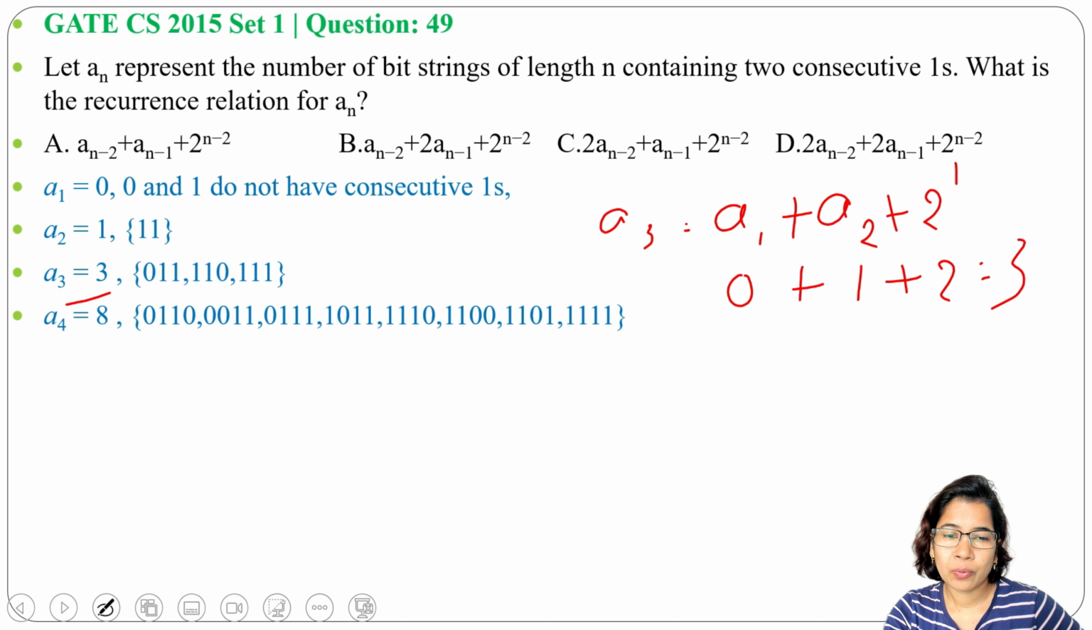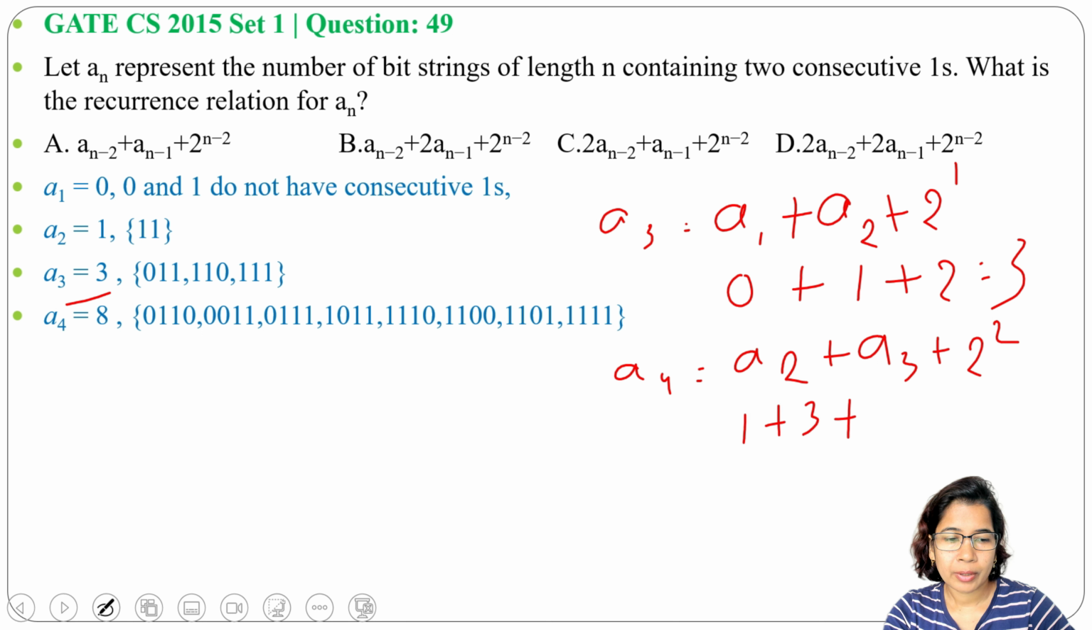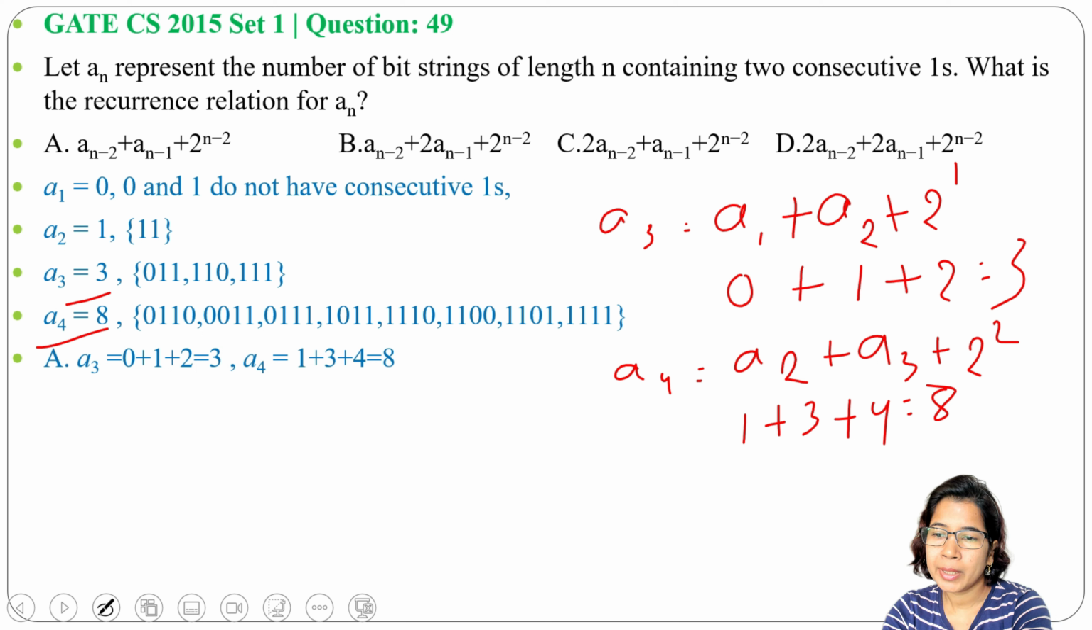Now check A(4). So A(4) will be A(2) plus A(3) plus 2 power 2. What is A(2)? 1, plus A(3) which is 3, plus 2 power 2 which is 4. So 4 plus 4, it's 8. Yes, both A(3) and A(4) match. That's why the answer will be option A.